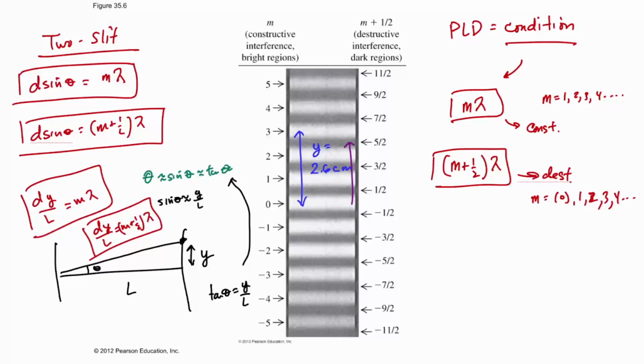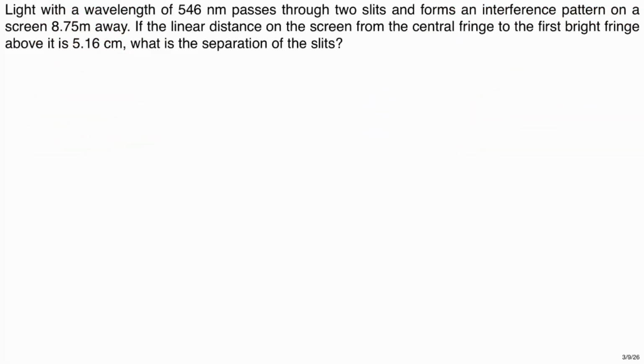The key takeaway from this, and I'm going to do an example of solving a problem, is that they're really just kind of plug and chug. But the key takeaway is path length difference, understanding that one of the waves goes further than another, and the condition that we are trying to meet or achieve. So let's do an example of this, right?